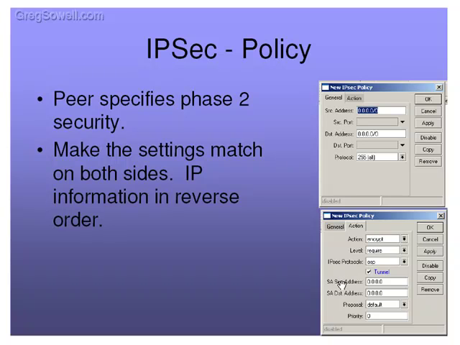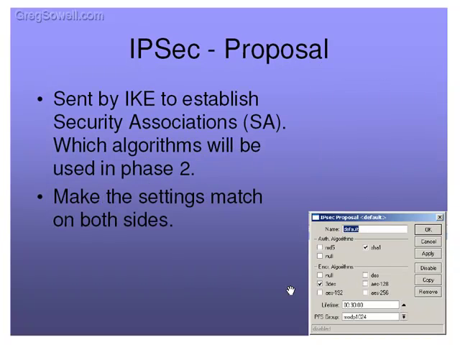SA source is going to be generally your public IP, your public WAN IP on your router, and SA destination is generally going to be their public WAN IP. Proposal, again, that's going to be what encryption you're going to use for phase 2, and that's set in the proposal section right here. And again, you just want to try and make everything match as best you can.